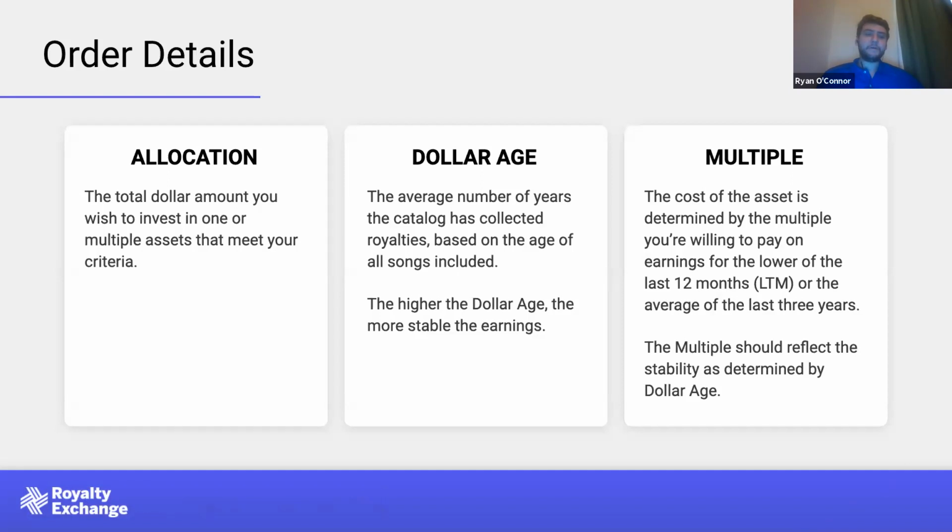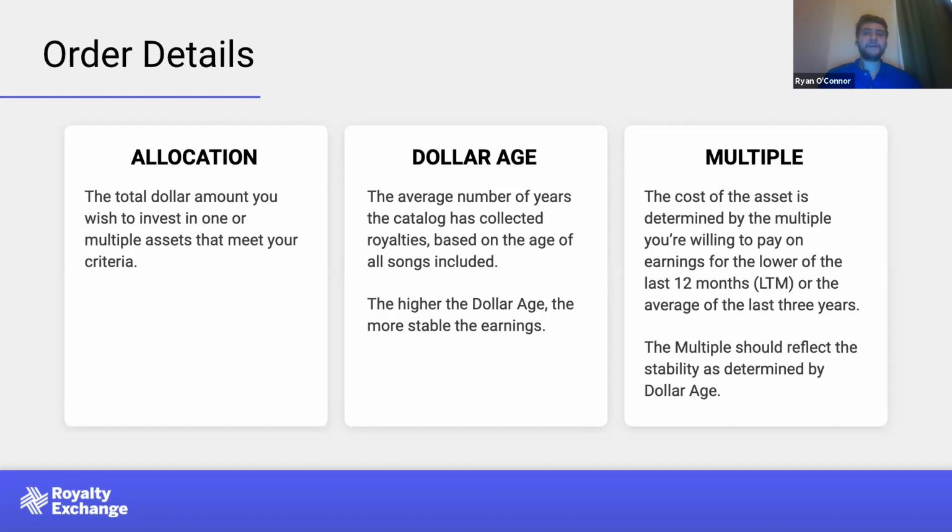Yeah, great. So when you go through the standing order process, and we're going to do a walkthrough of the actual process at the end of this, you get to allocate the total dollar amount you wish to invest across the number of catalogs that you want to purchase. You get to set the minimum dollar age of the catalog that you're willing to accept, and then you also get to set the multiple that you're willing to pay on.